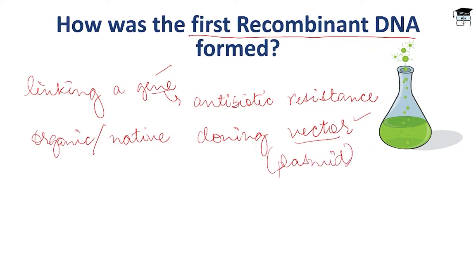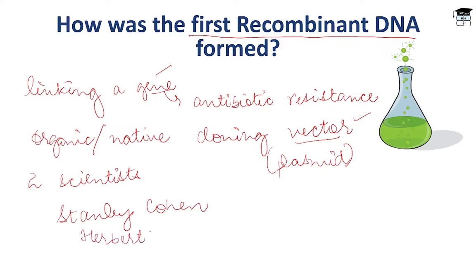Okay. Now, students, there were two scientists. There were two scientists, namely Stanley Cohen and Herbert Boyer.